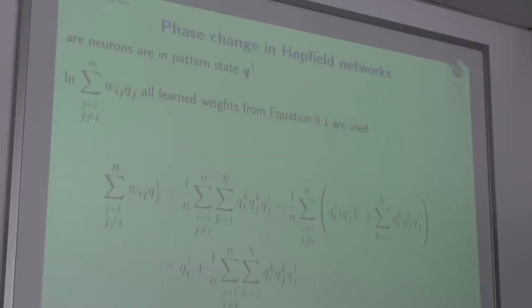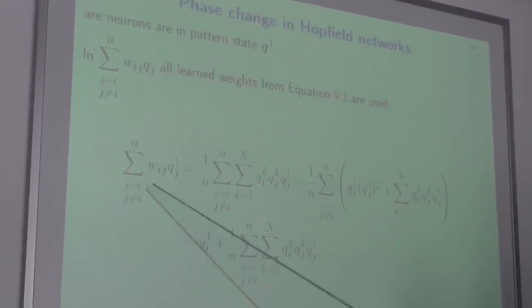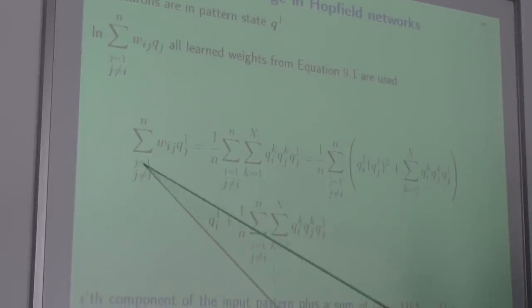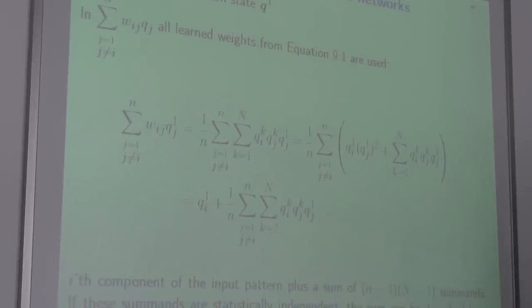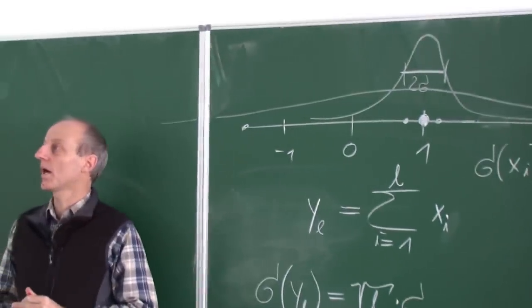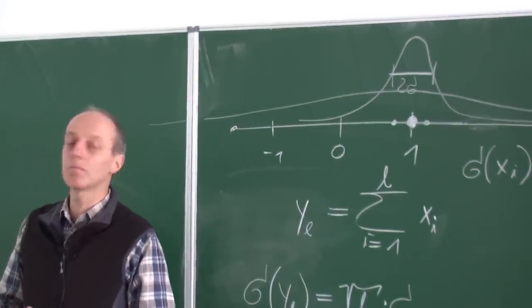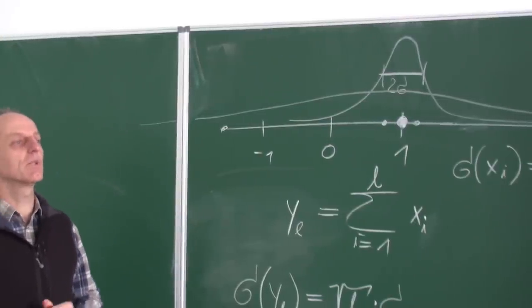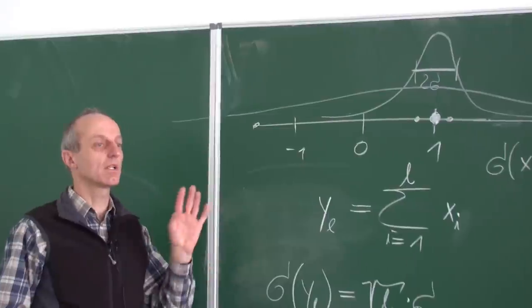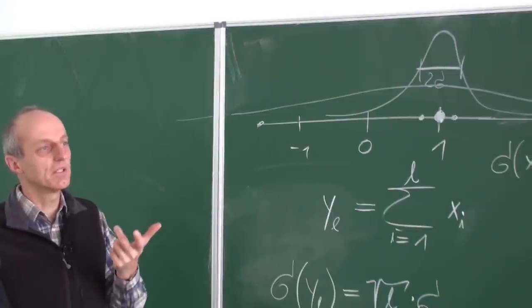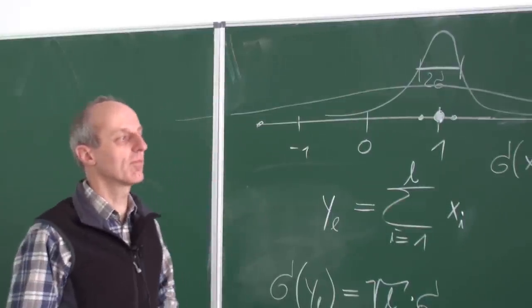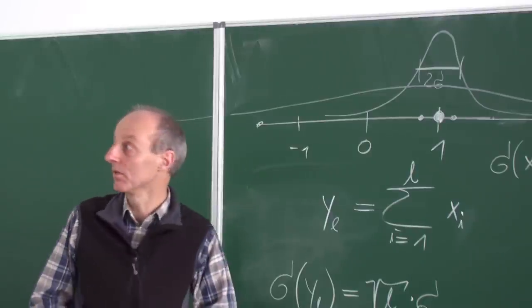What was lowercase n? Let's go back. This is the sum over this j from 1 to n. And you see this lowercase n is the number of bits in our pixel image. So if we use 100 bits, then the number of patterns that we store has to be much smaller, not just smaller, it has to be much smaller than 100. And so you can see that 10 stored patterns is already 10% of the number of bits, that may already be critical.